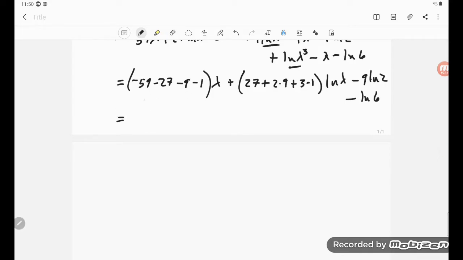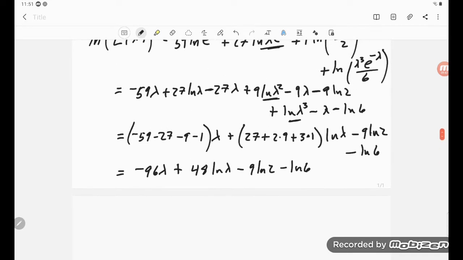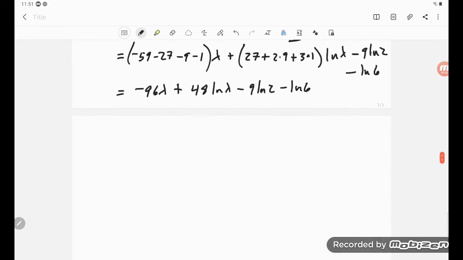Now this is minus 96 lambda, and plus 18 and 3 is 21, so that's 48 log lambda, and then minus 9 log 2, sorry, minus log 6. Okay, so that's our natural log of L of lambda.